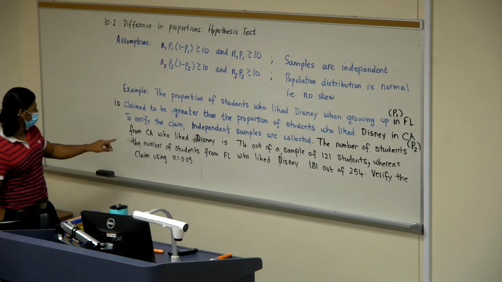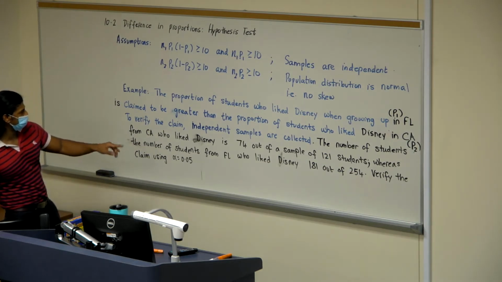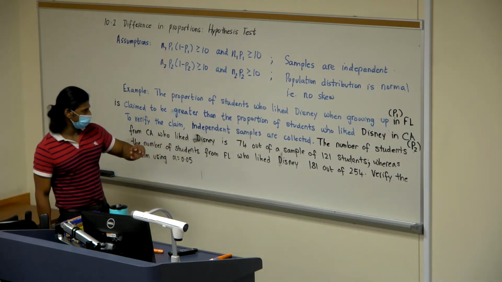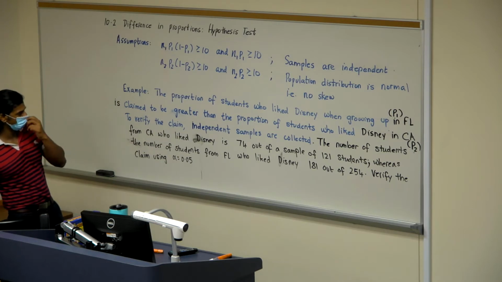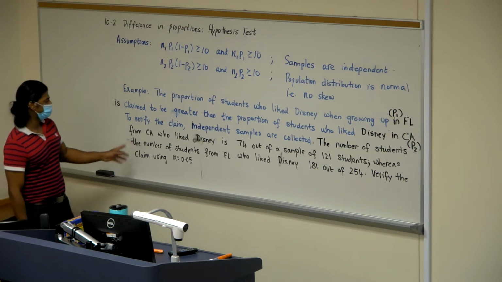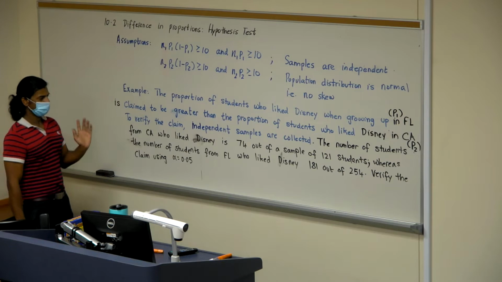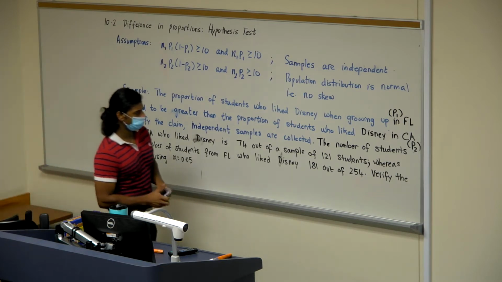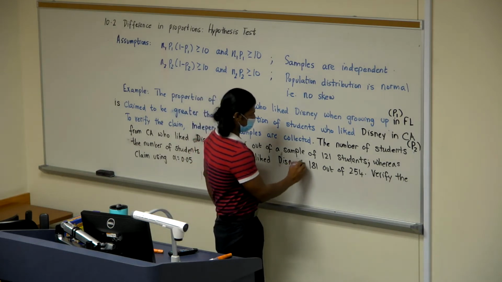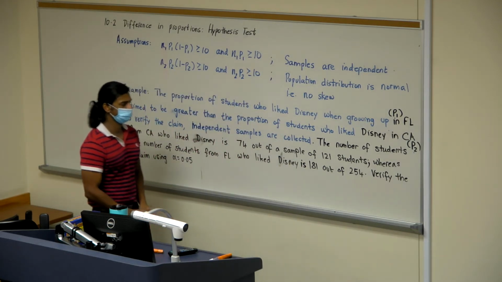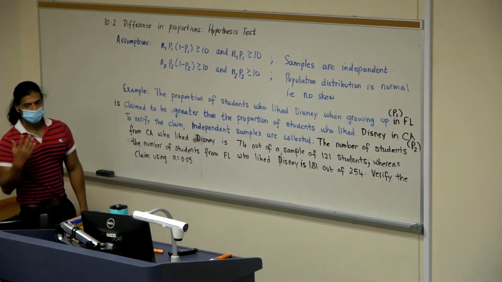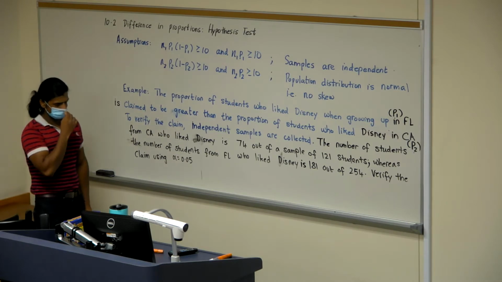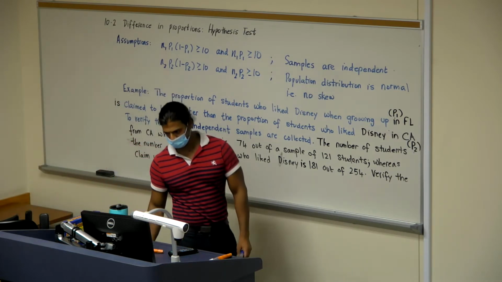The number of students from California who liked Disney is 74 out of a sample of 121, whereas the number of students from Florida who liked Disney while growing up is 181 out of 254. We'd like to verify the claim using alpha equals 0.05.